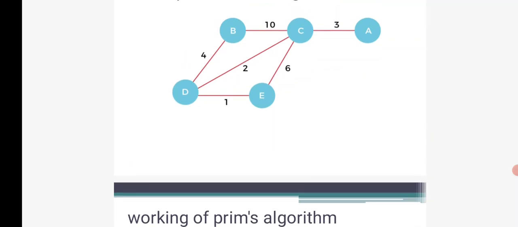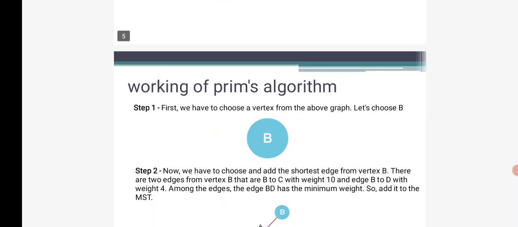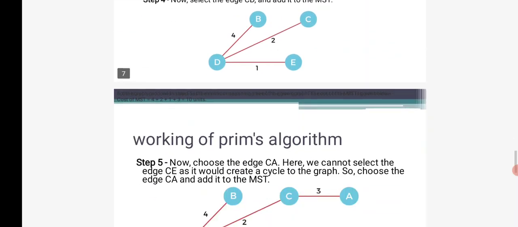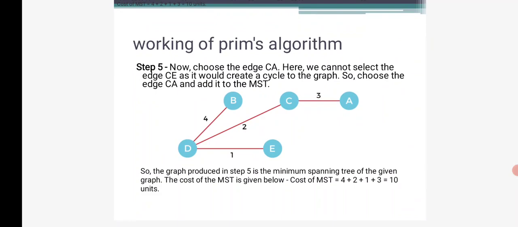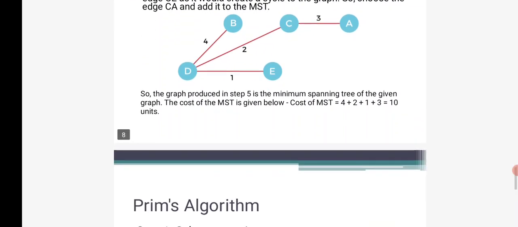We have only one adjacent vertex to A, that is C. So we are connecting A and C. The graph produced in step 5 is the minimum spanning tree. In this step, all the vertices are covered and connected, and there are no separate components. The cost of the minimum spanning tree has been calculated, and it is 10 units. There is no minimum other than this spanning tree.